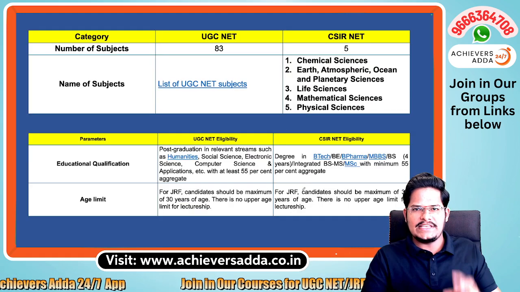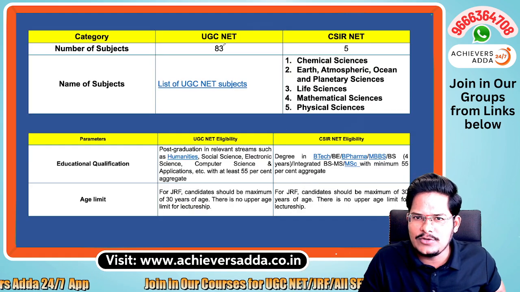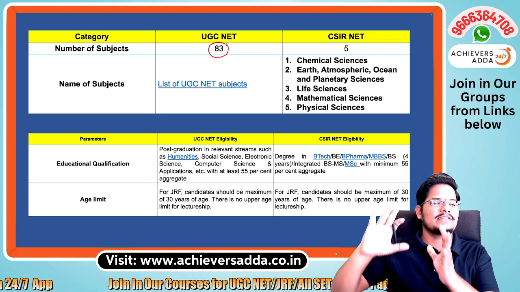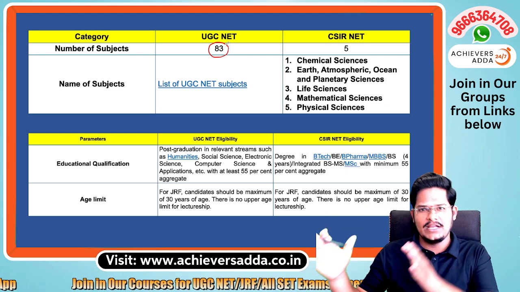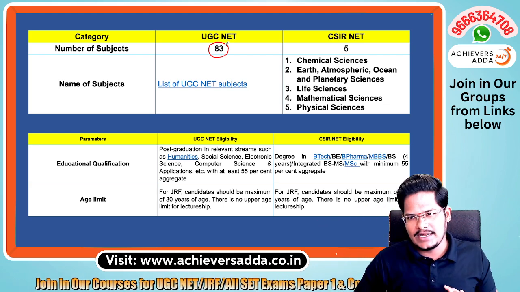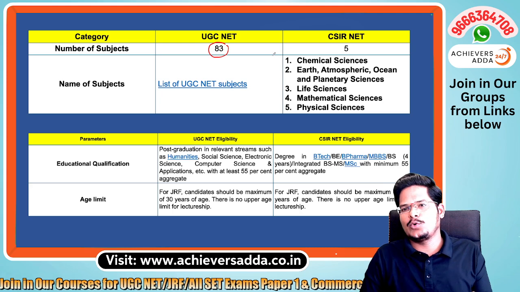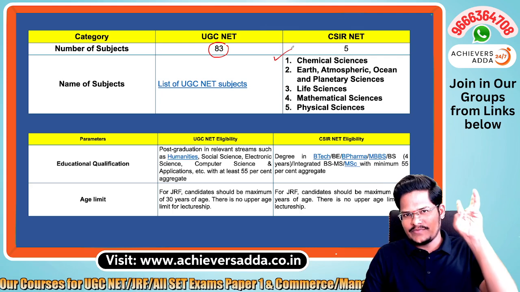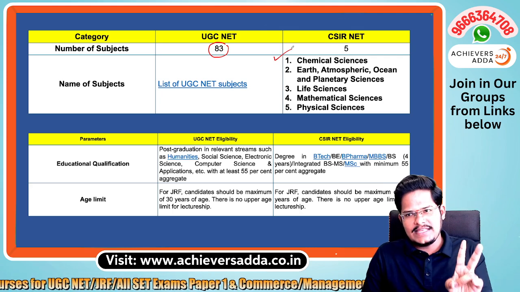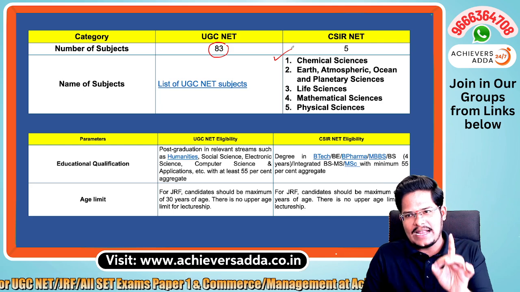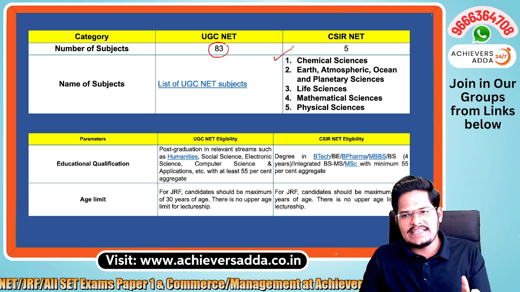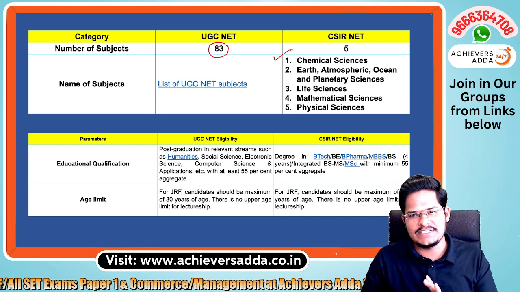If you see the number of subjects in UGC NET, the total paper 2 subjects are 83. The UGC NET exam is conducted for 83 subjects, whereas CSIR NET is only for 5 subjects. That is chemical science, earth science, atmospheric, ocean and planetary science, life sciences, mathematical sciences, and physical science.